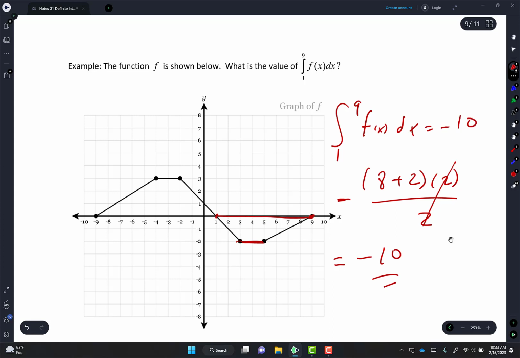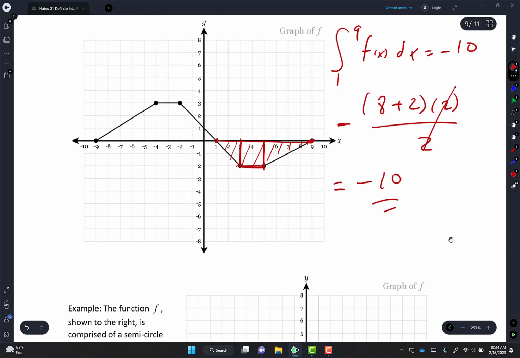Does everyone know why it's negative? Okay. It's below the x-axis. I just did one trapezoid, but you can do a rectangle and triangles, or you can cut it up into 3 triangles. This guy there, 2 triangles and a square. It doesn't matter how you do it, guys. You'll get the same answer. So just no geometry.